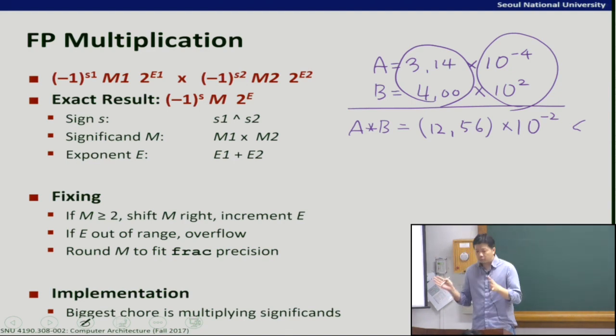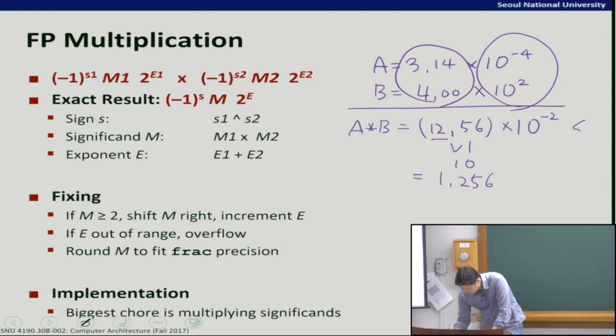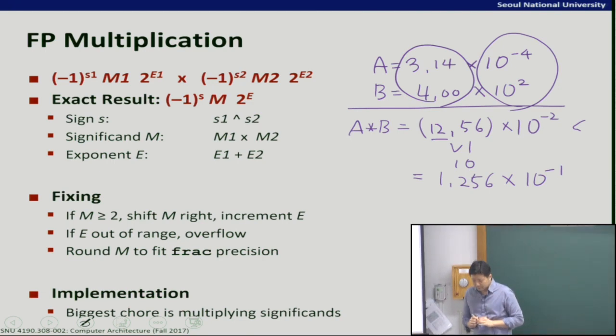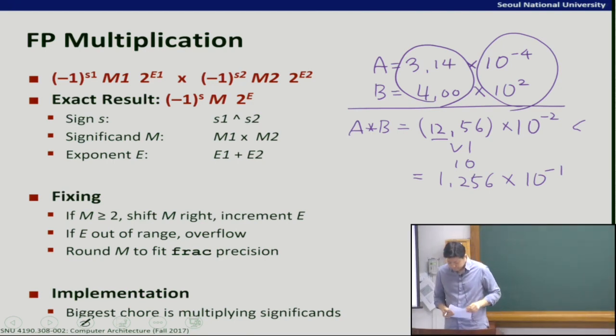And then we want to re-normalize this number to the original scientific format. In this case, this one is greater than 10, and 10 is the base, because it's a decimal number. Because this one is greater than 10, we shift this number by one digit to get 1.256 times 10 to the power of minus 1. That's the answer, right? You already know this. The idea is exactly the same.